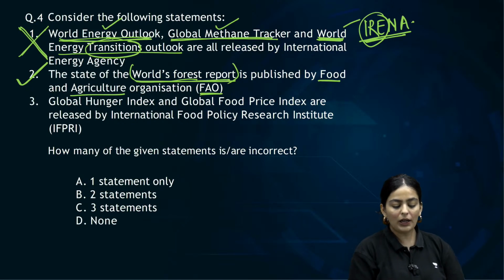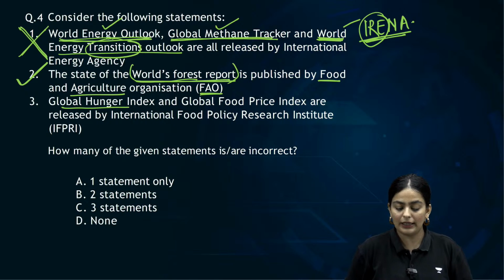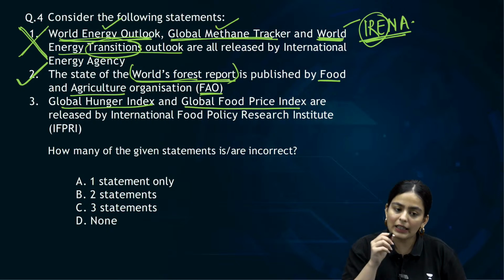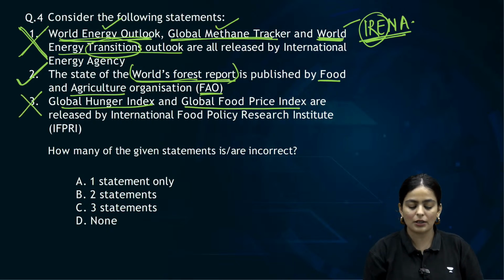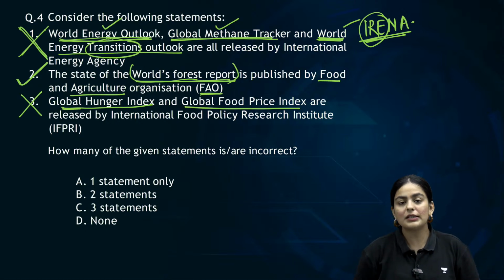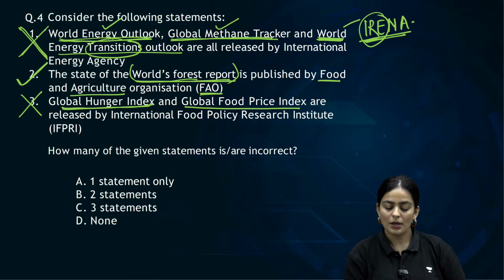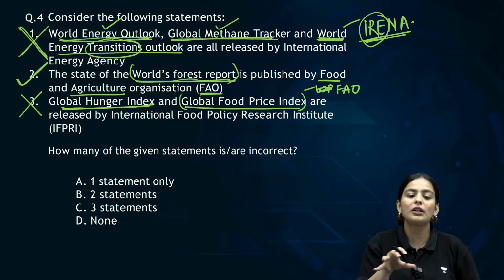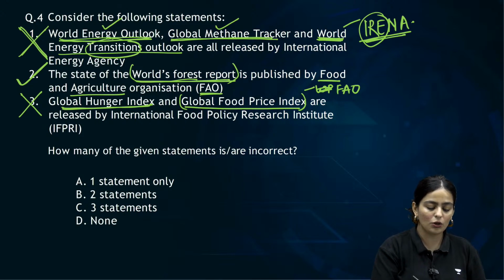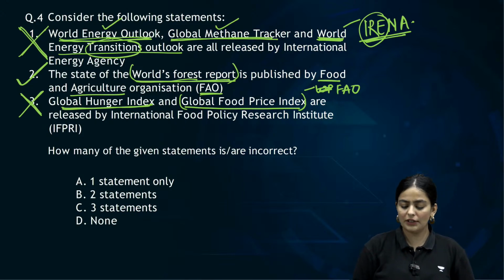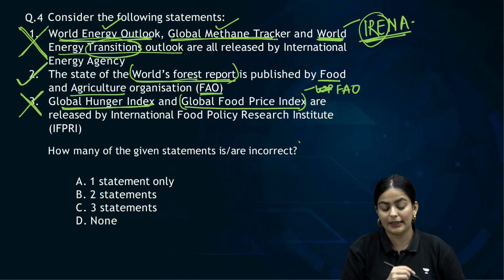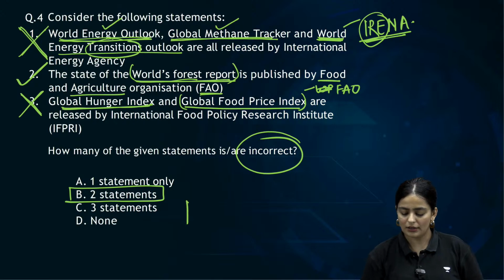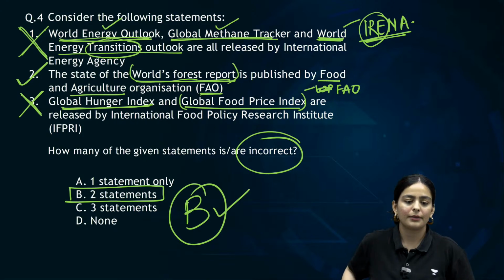So look at this now. Third statement, Global Hunger Index, very important index indeed, and Global Food Price Index are released by IFPRI. That is incorrect, because the Global Hunger Index is released by the International Food Policy Research Institute, but the Global Food Price Index is released by FAO. Is this understood? So those are not the same. Yes, so that is why third is also incorrect. How many of the given statements are incorrect, it is asking. So B is your answer. 2 statements are incorrect. Well done.